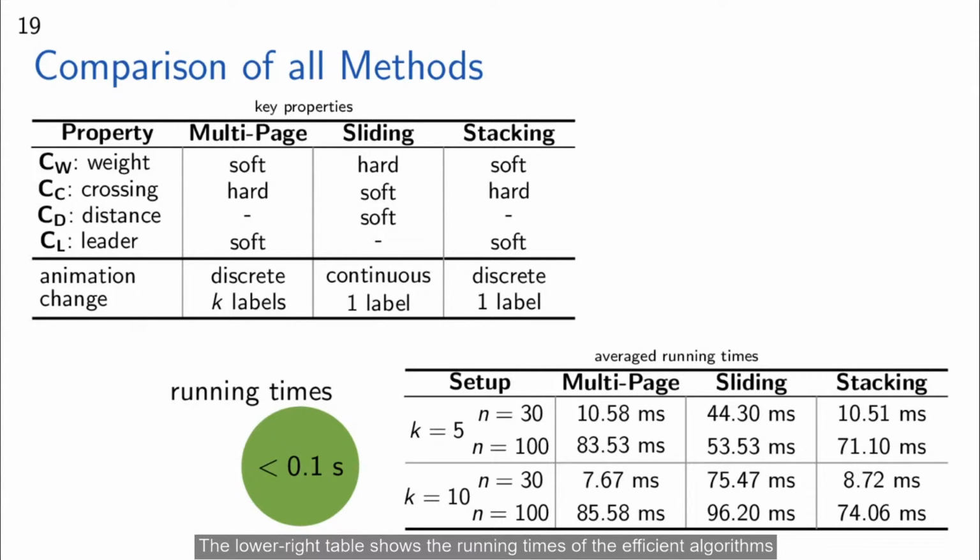The lower right table shows the running times of the efficient algorithms for different numbers of ports and instance sizes. We can observe that each of the running times is less than 1/10 of a second, which we deem to be sufficient for application.